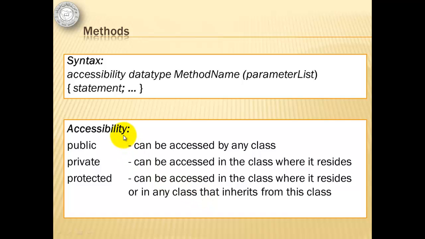Accessibility is applicable not only to methods but also to variables, properties, and events. The data type can be void or non-void. If it's void, it will not return any value. If it is non-void like integer, string, or boolean, it will return a value. A method can have none, one, or more parameters.